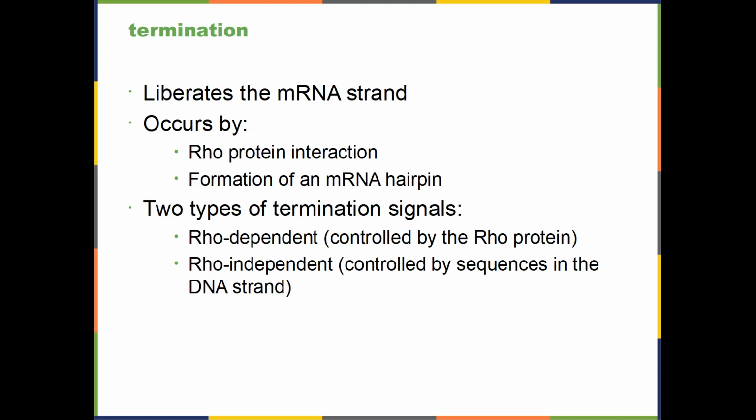All right, so termination liberates the mRNA strand. That means it ejects it, removes it from the DNA. It occurs by Rho protein interaction and formation of an mRNA hairpin. By hairpin, the mRNA loops back onto itself and forms a structure that looks a lot like a hairpin, like a bobby pin. Two types of termination signals: Rho dependent, controlled by the Rho protein, and Rho independent, controlled by sequences in the DNA strand.